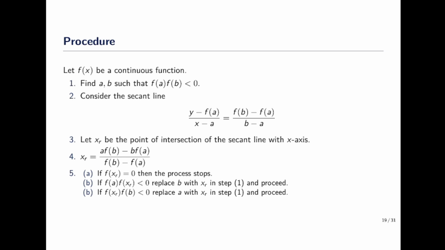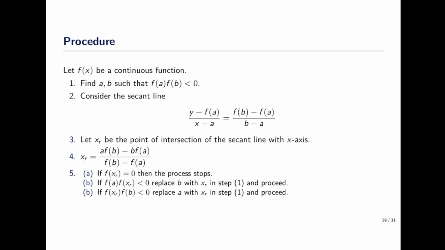Let this secant line cut the x-axis at the point x equals xr. So how do we find this point xr? We have to put y equal to 0 in the equation of step 2. Basic calculation will help you find xr as (a f of b minus b f of a) divided by (f of b minus f of a).